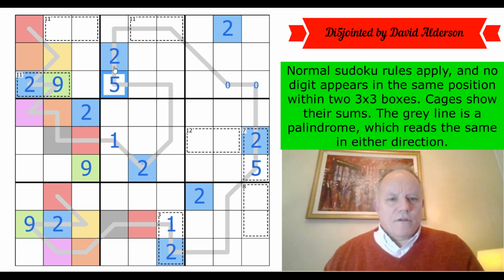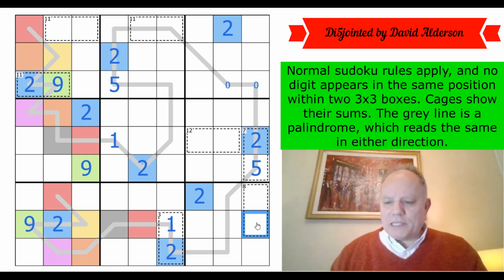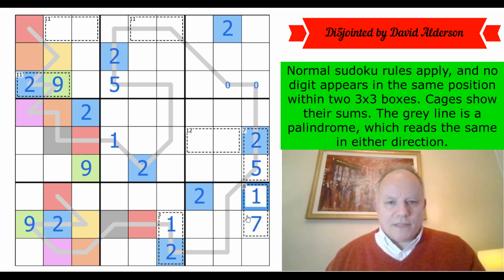On the palindrome, ooh, nearly proves the 5's in one of those coloured cells, but not quite. This 8 cage is now not 2, 6 or 5, 3. We can place 7 and 1. We're getting all kinds of numbers in the grid.